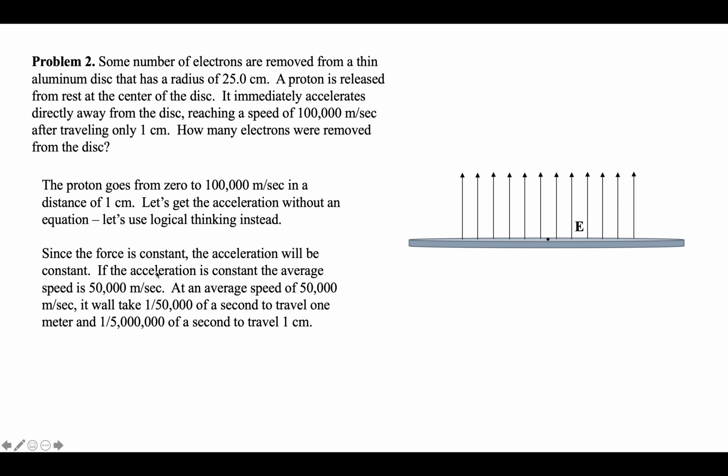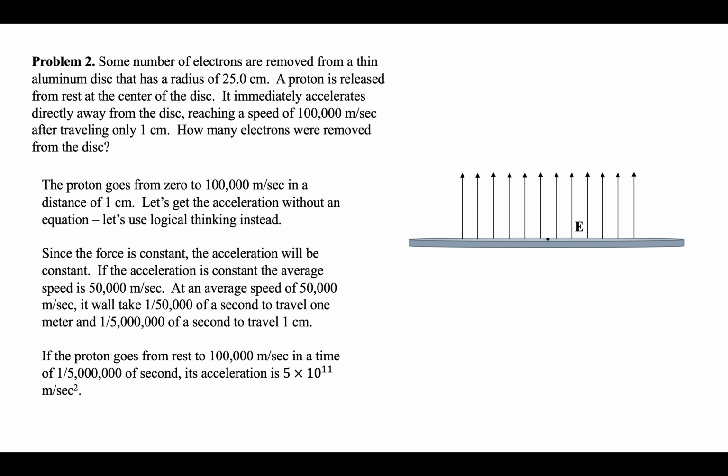Acceleration is constant. It goes from 0 to 100,000 meters per second, so the average speed is 50,000 meters per second. If it averages 50,000 meters per second, it'll take 1/50,000th of a second to travel 1 meter, and 1/100th of that to travel 1 centimeter. So it'll take 1/5,000,000th of a second to travel 1 centimeter. That's the time. And it goes from rest to 100,000 meters per second in a time of 1/5,000,000th of a second.